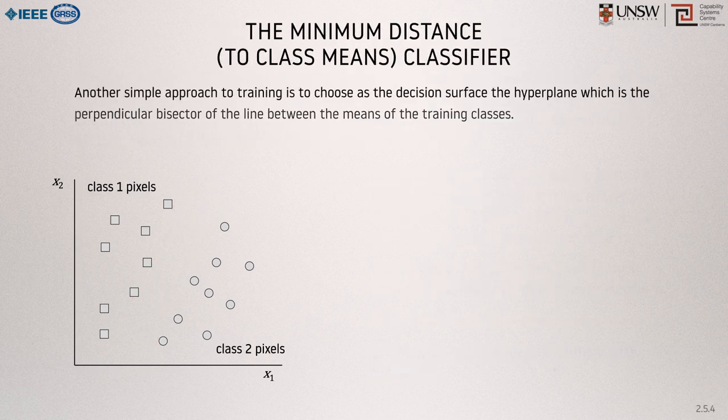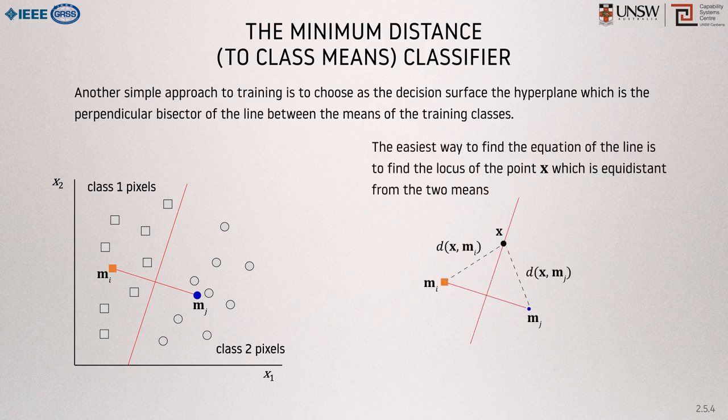A better approach might be to choose as a separating hyperplane that which is the perpendicular bisector of the line which joins the means of the classes, as shown here. We can find that line as the locus of the points that are equidistant from the two class means. Note that we use the nomenclature d(x, m_i) to represent the distance vector between 2 points.